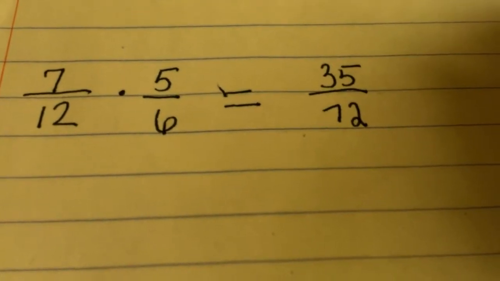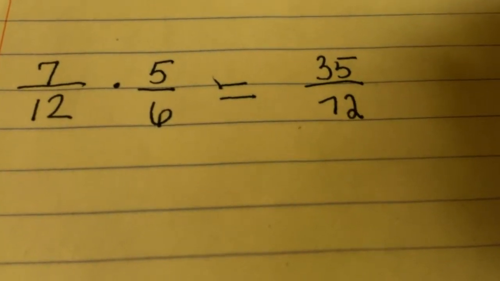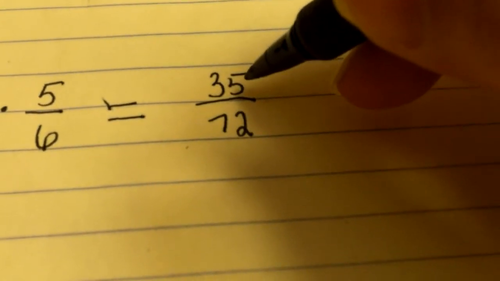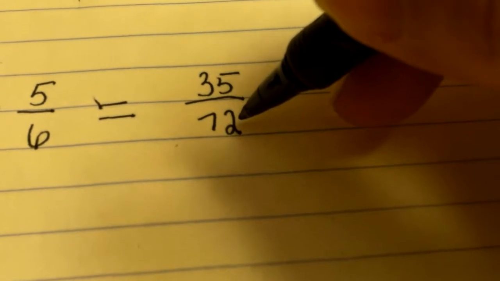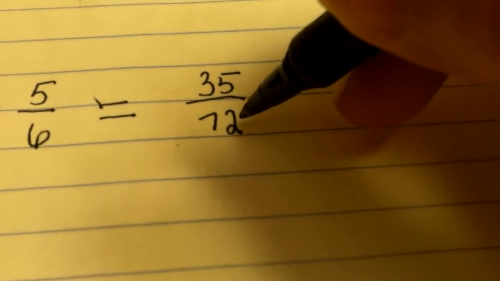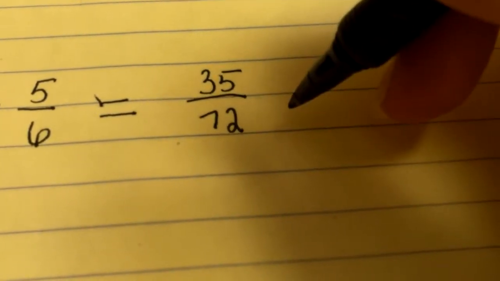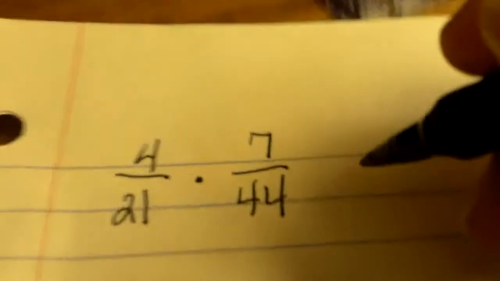Now here we see that we got 35 out of 72. 35 is a 7 times a 5, and there are no 5s and there's no 7s down below in the denominator for a factor, so it's pretty much done as is.